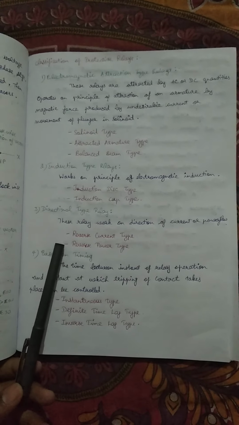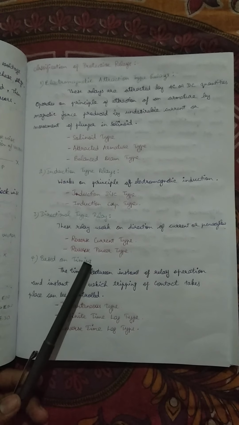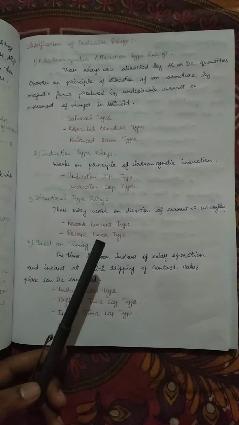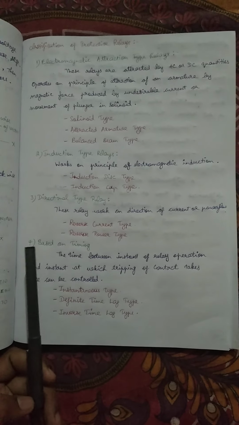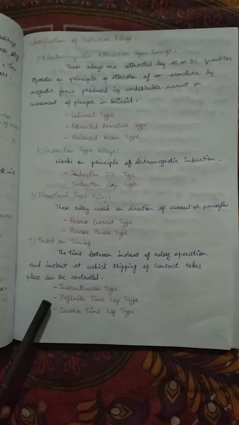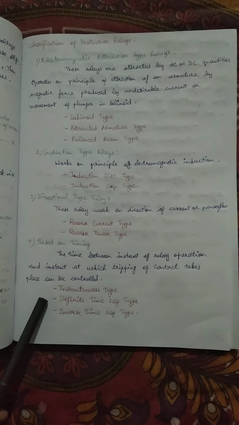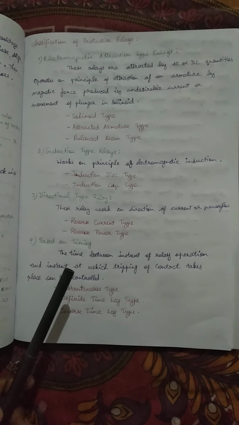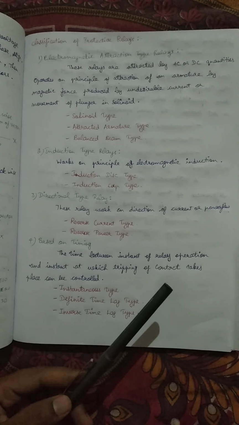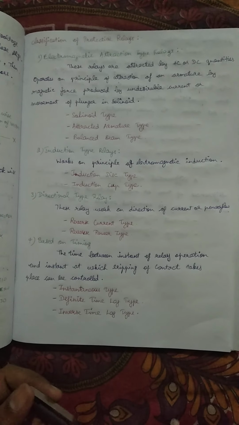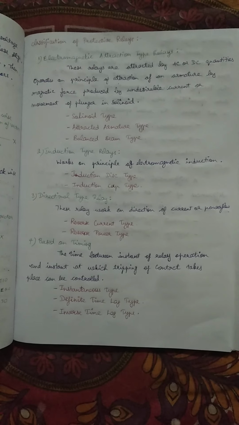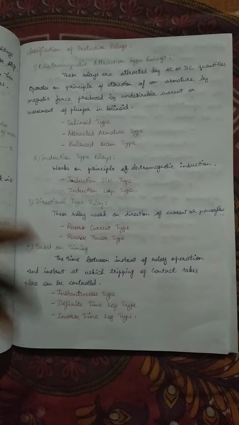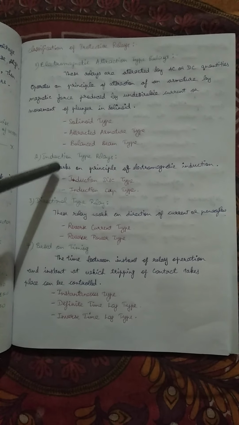As you know, it is classified into two types: reverse current type and reverse power flow type. Then based on timing, it is divided into instantaneous time, definite time lag, and inverse time lag. Here the timing is the time between the instant of relay operation and the instant at which the tripping contacts take place, which can be controlled. So these are all the basic things. In another class we will have a deep discussion on each of the topics.